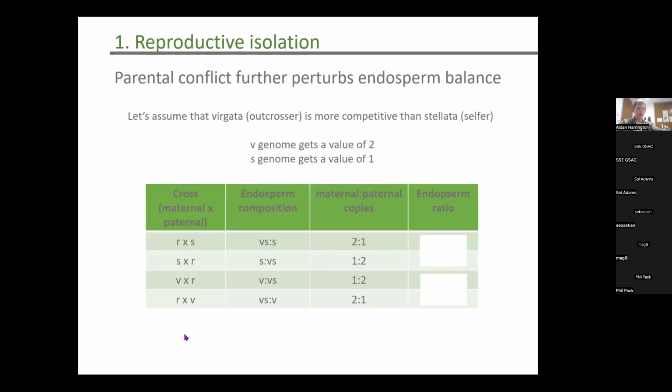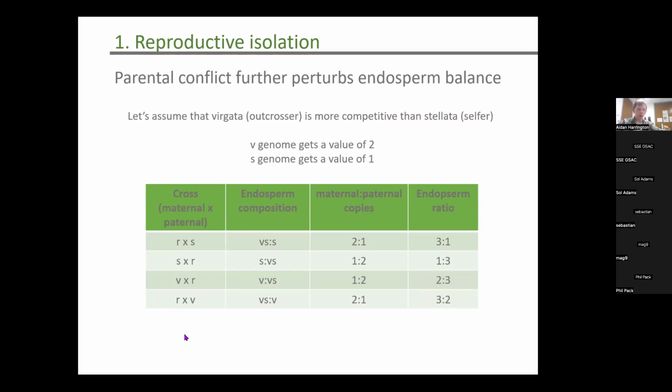And this parental conflict can sort of map onto our endosperm balance idea. So, if we have these maternal versus paternal copies of endosperm, or genome copies in the endosperm, and we just sort of arbitrarily say that because Virgata is an outcrosser, it gets a higher value for its genome than Stellata does, we can sort of adjust our endosperm ratios accordingly. So the 2-to-1 bias for the Rhomboidea x Stellata cross becomes, for example, a 3-to-1 bias because Rhomboidea carries the Virgata genome as well as the Stellata genome.